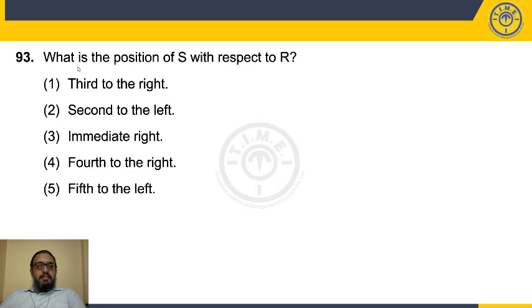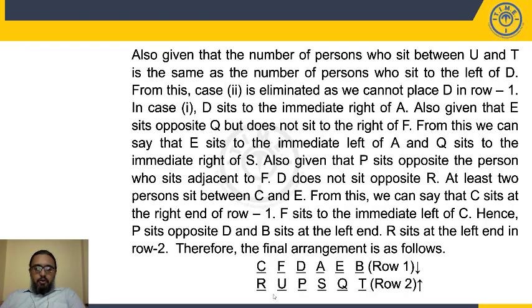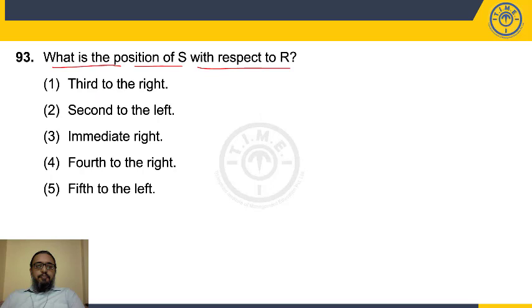Next. What is the position of S with respect to R? Okay, let us check. Now R is at the left extreme. So first to the right, second to the right, and S is third to the right of R. Correct? So third to the right is first option.